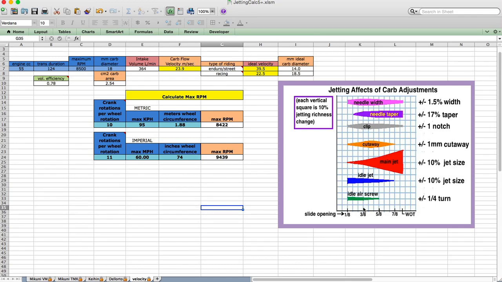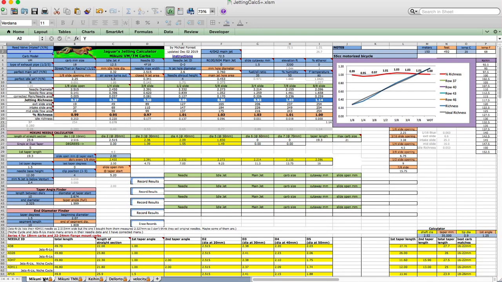The clip at 3/8, the needle taper at 5/8. This actually goes down to smaller if you adjust the main jet to compensate for that. The needle width at 3/8. So you get those four things that are centered around this area right here. And then you've got the idle jet here, and you've got the main jet here. Okay, going back to sheet one.